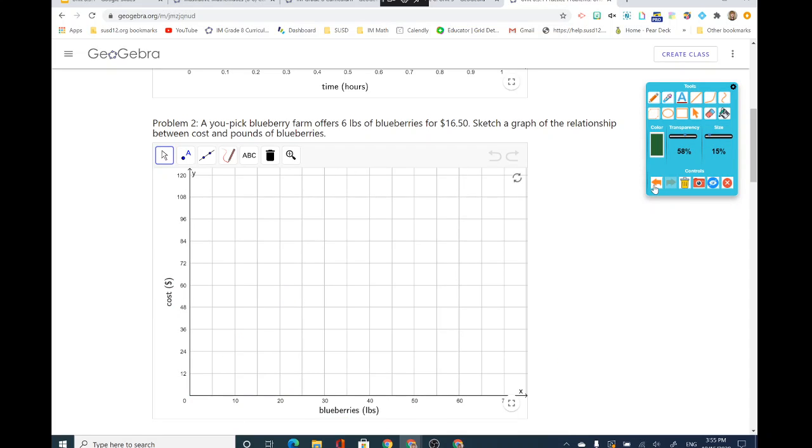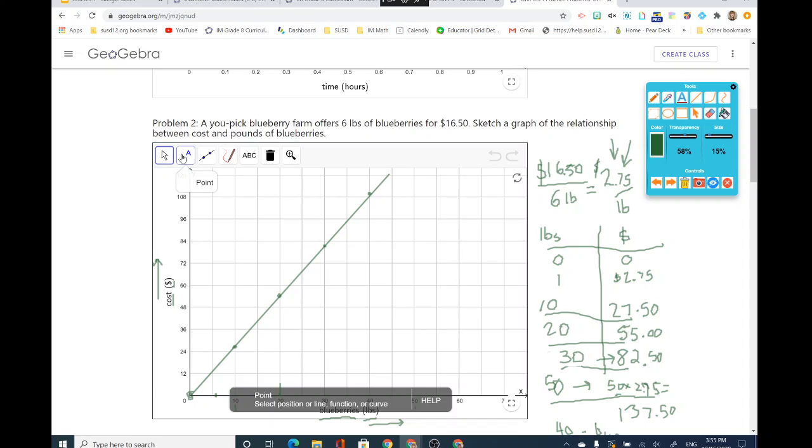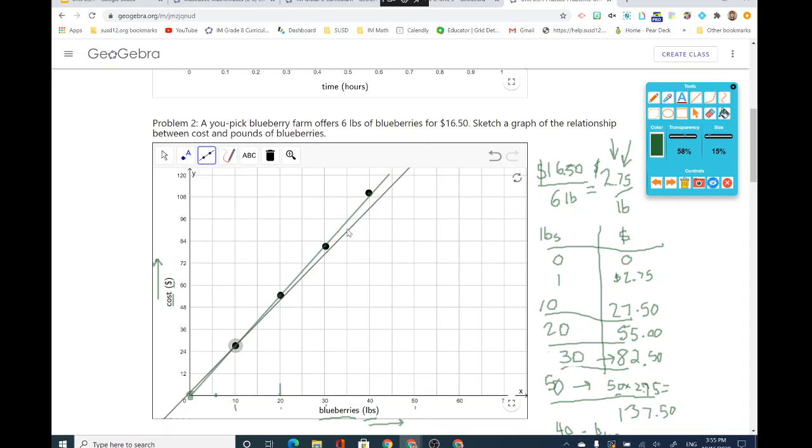Oops, I didn't mean to delete all that. There we go. Get the point tool. Plot the points that you have calculated. You might have calculated them differently than me. I mean, you could have calculated them for 5 pounds, 15 pounds, 25 pounds, whatever. Then connect your points with a line. If you have drawn them correctly, they will all fall on a line.